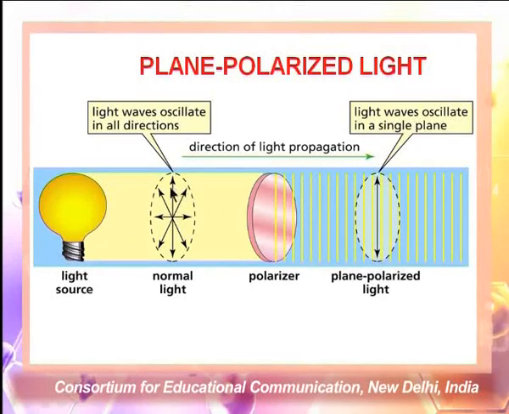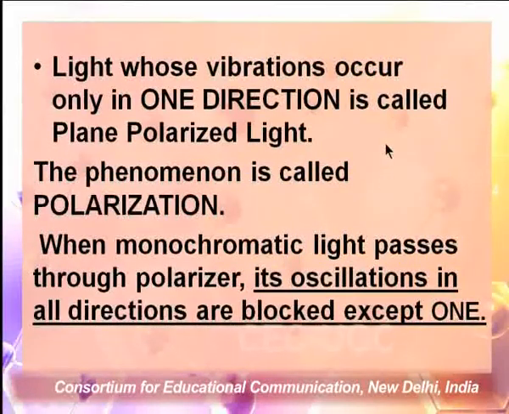So what is the difference between an ordinary light and a plane polarized light? In ordinary light, the waves are oscillating in all directions which are perpendicular to the propagation of light, whereas in plane polarized light, waves are oscillating in only one direction, which is perpendicular to the path of propagation. So as I've said, light waves which vibrate only in one direction are called plane polarized light, and the phenomenon by which we are converting normal light into plane polarized light is known as polarization.